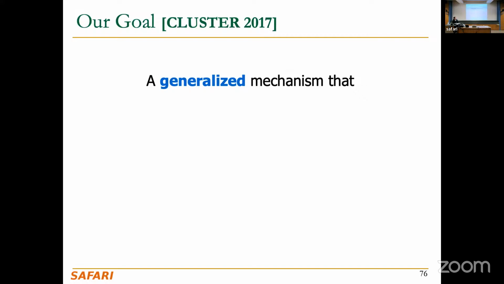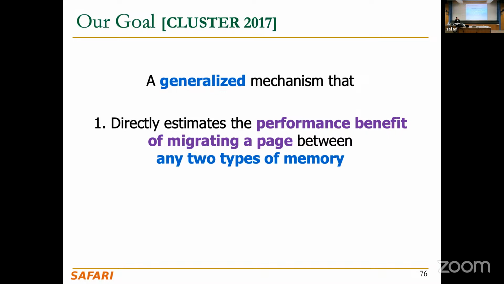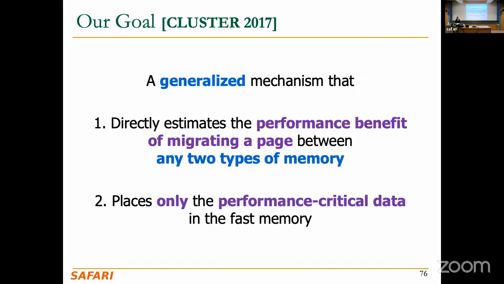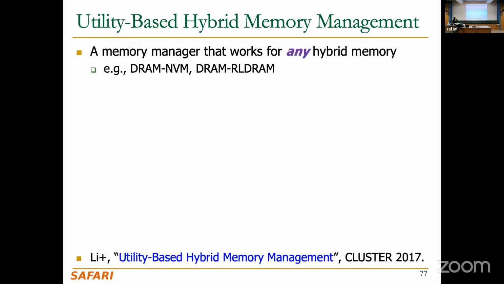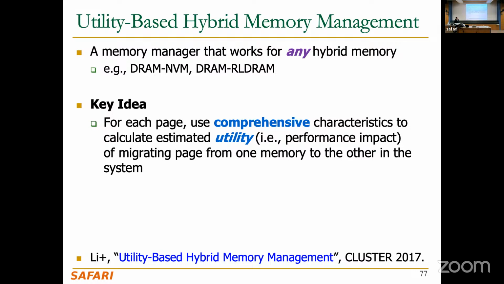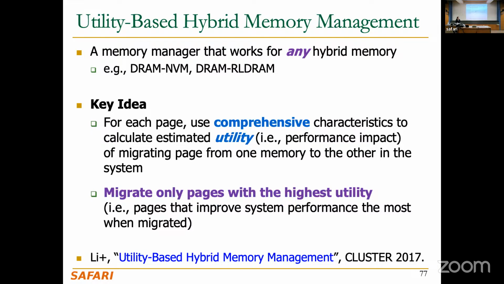So the generalized mechanism is that we can directly estimate the performance benefit of migrating a page between any 2 types of memory, and place only the performance critical data in the fast memory. And here are details about this paper: the memory manager can work for any hybrid memory, for example, DRAM with NVM or DRAM with IO DRAM. The key idea is, for each page, to use comprehensive characteristics to estimate the utility, which is the performance impact of migrating the page from one memory to the other in the system, and migrate only the pages with the highest utility, which means the pages that improve the system performance a lot when migrated to another memory unit.